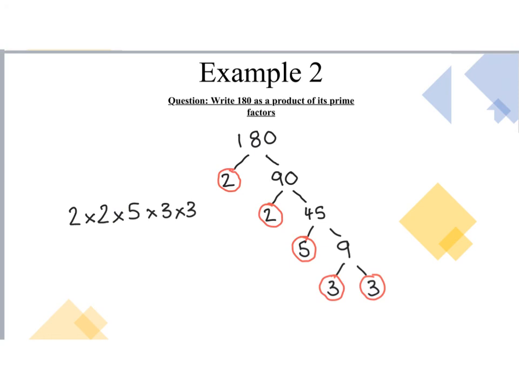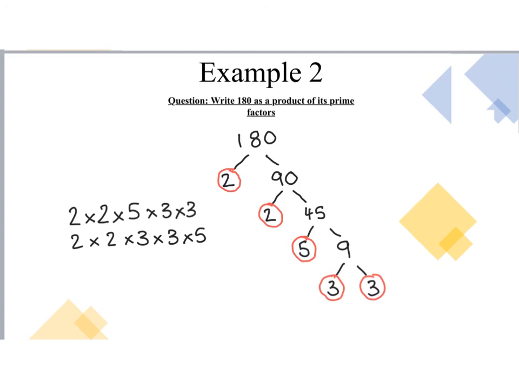Now at this point it's a good idea to check that we've got all the numbers. So we've got 1, 2, 3, 4, 5 numbers here. 1, 2, 3, 4, 5 numbers here. This is a common mistake that people make in GCSEs. The next thing we're going to do is group these together and make sure they're in order. So 2 times 2 times 3 times 3 times 5.